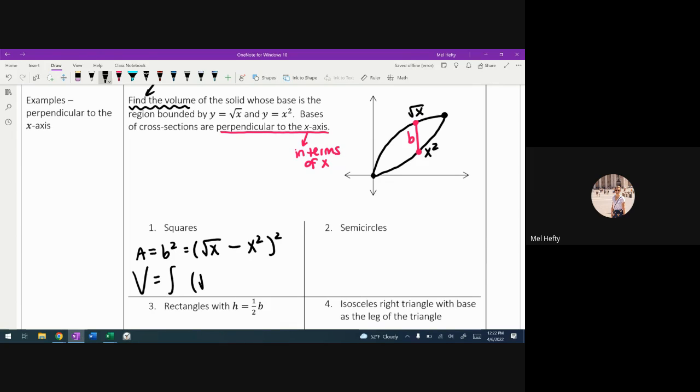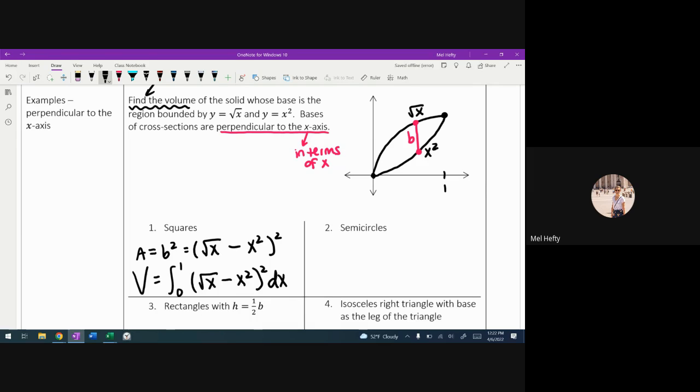All right, I'm going to throw that in my integrand. And I'm going to ask you the bounds. 0 and 1. Now, question, that's this 0 and 1, right? Not this 0 and 1. Yeah.